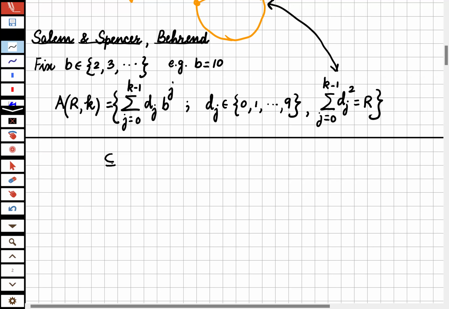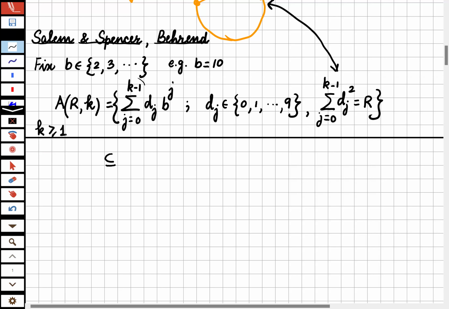Think of our base 10. You are looking at digits. You are looking at integers whose lengths consist of k many digits. So what is the largest possible value of such integers? Any thoughts?